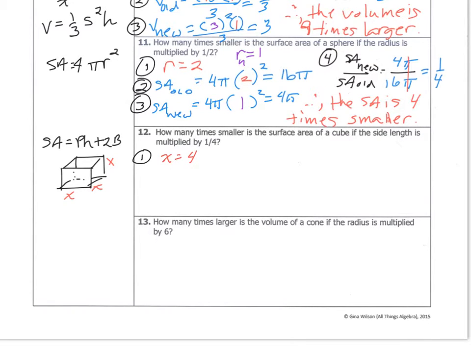So go ahead. Work on it. Talk to your table group. How are you going to find the perimeter? Because now this is 4 and 4, right? So find the perimeter of the base. I'll quietly work up here.